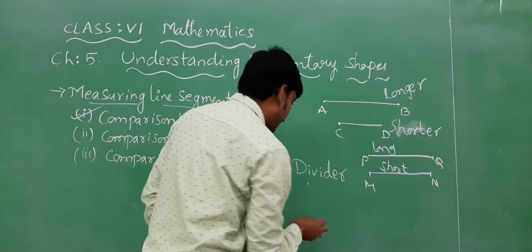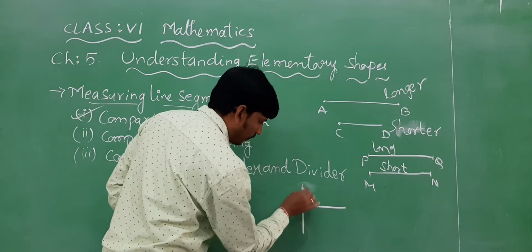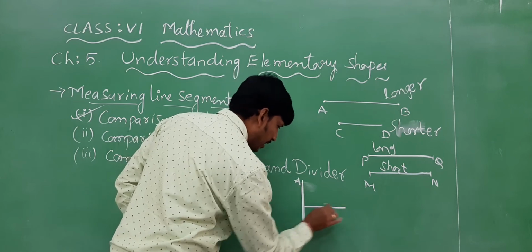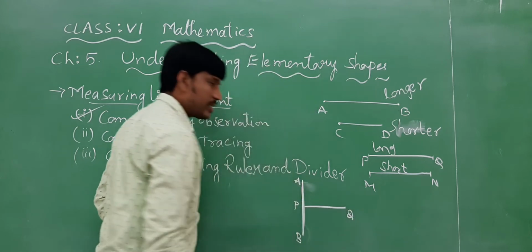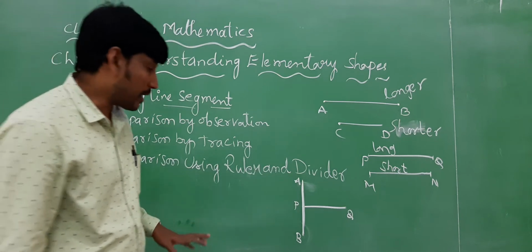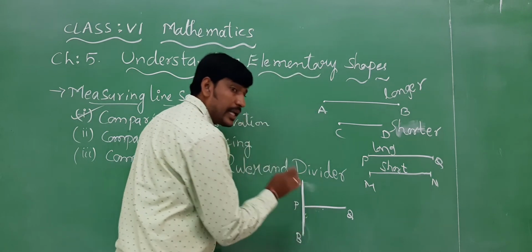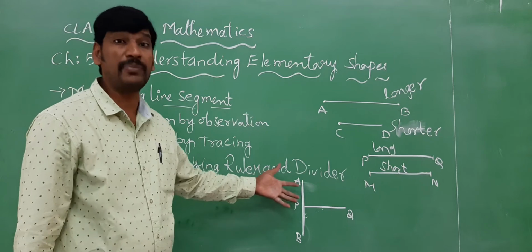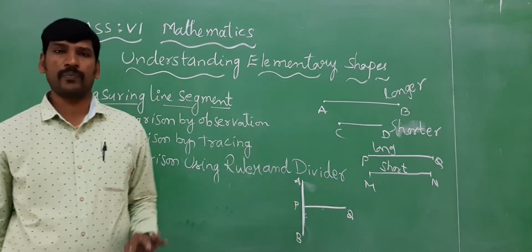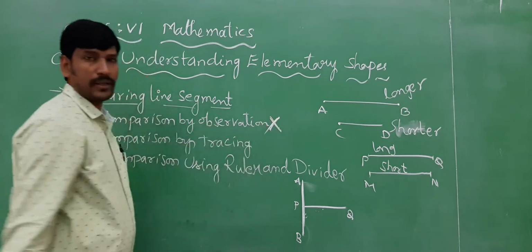And I draw one more diagram. See this here. This is the line segment AB and this is the line segment PQ. Now tell me which one is the longer one and which one is the shorter one. Can you say that? We cannot, because actually I drew these two equal in length. Both are equal in length. We cannot say by observing which line segment is the longer one and which is the smaller one. So it will not give the accurate, that is exact, result.